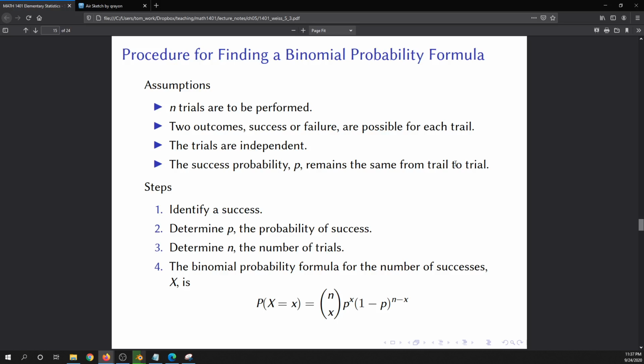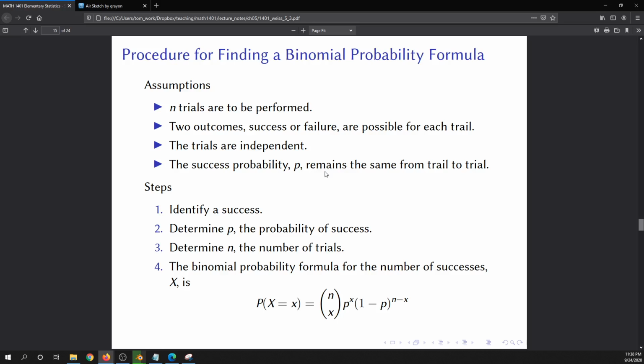All right, so here is the procedure for finding a binomial probability. You have to make sure these assumptions are satisfied, that you have n trials that are to be performed, and that would be your number n in the formula. Then each trial has to have exactly 2 outcomes, success or failure, and that's it. The trials are independent, meaning that what happened on one trial does not affect in any way what happens on any other future trial.